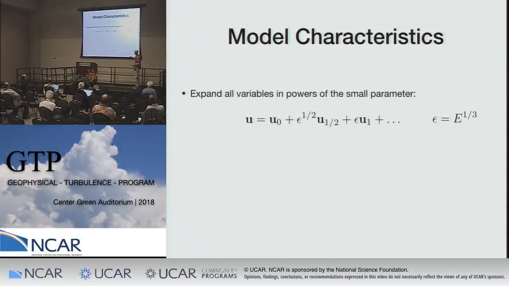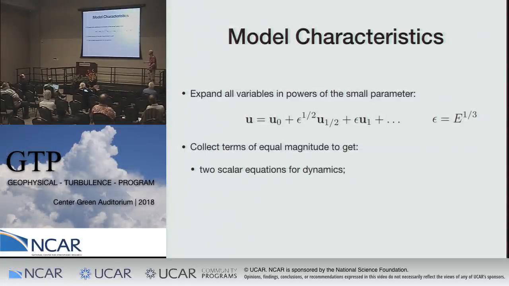So what do we do? Just briefly, you take all of your dependent flow variables, you take a perturbation expansion, the small parameter here, epsilon, is our Ekman to the 1/3, okay? Then you plug them all into the governing equations. As you do in any asymptotic model, you collect all the terms of equal magnitude, and then you close the system out. And what you end up getting, and I'm not going to show the equations, is that you get two scalar equations for the dynamics.